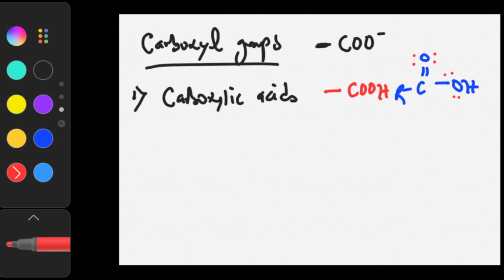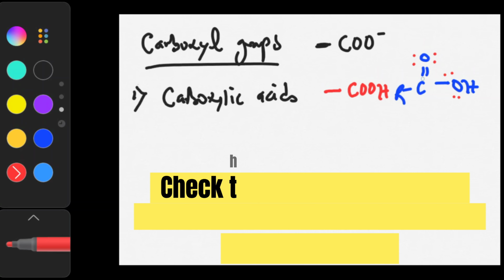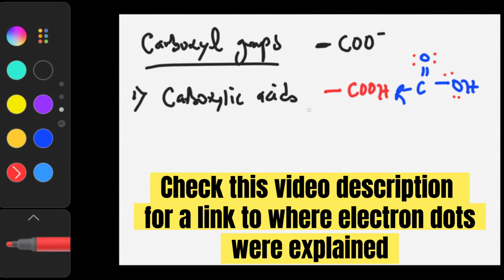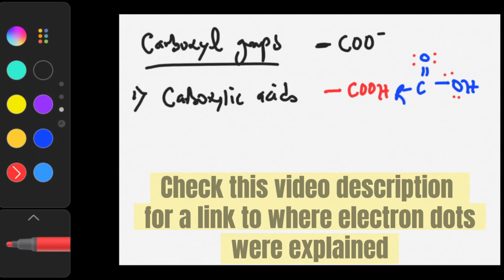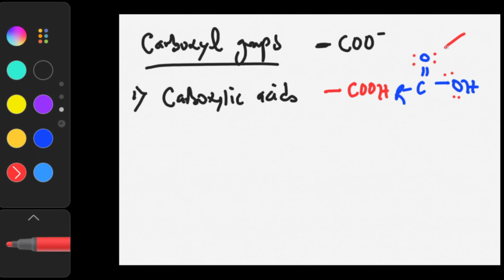So if you want to understand how we came about this electron, this Lewis dot structure, you can check the link to the next video I attach in this video description. That would give you insight into how these dots came about, but this is not what we are looking at now. So this is a carboxyl group, functional group. So we have the carboxylic acid. So wherever you see this, it tells you that this is a carboxylic acid.